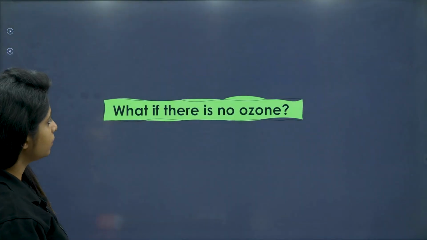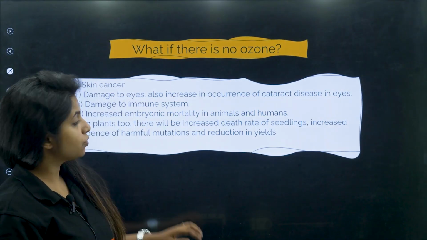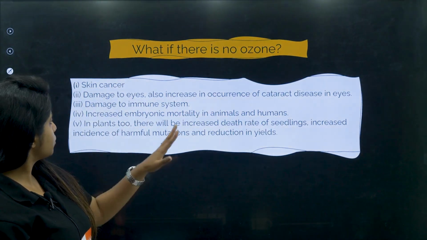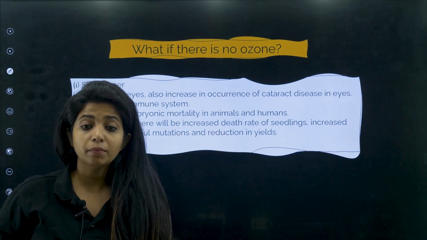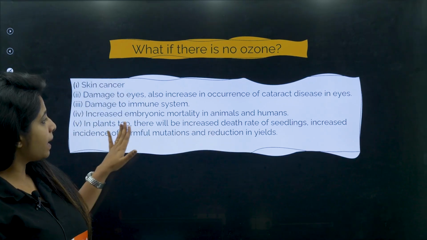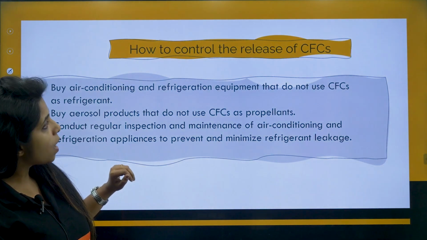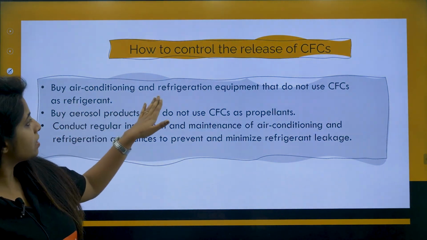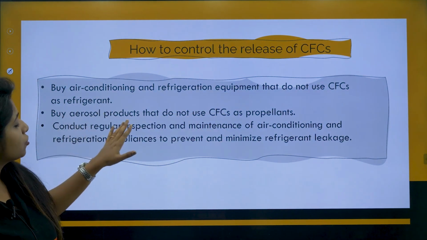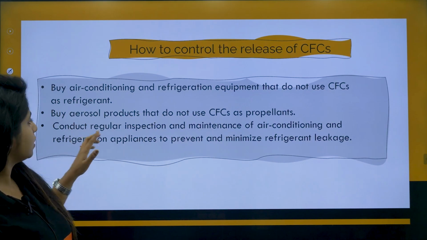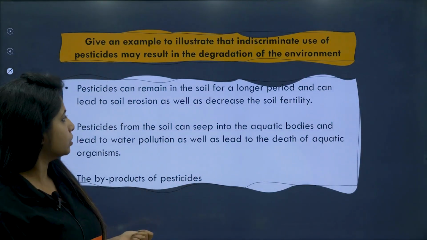Cool. Now, what if there is no ozone? I already told you, if there is no ozone, skin cancer, damage to the eyes, damage to the immune system, increased embryonic mortality, as in the embryo in the mother's womb, it will also die. In plants too, there will be increased death rates and so many things. How to control the release of CFC? Buy air conditioning and refrigeration equipment that do not use CFC refrigerants. Buy aerosol products that do not use CFC. Basically, you do not have to use anything that can increase the CFC amount.